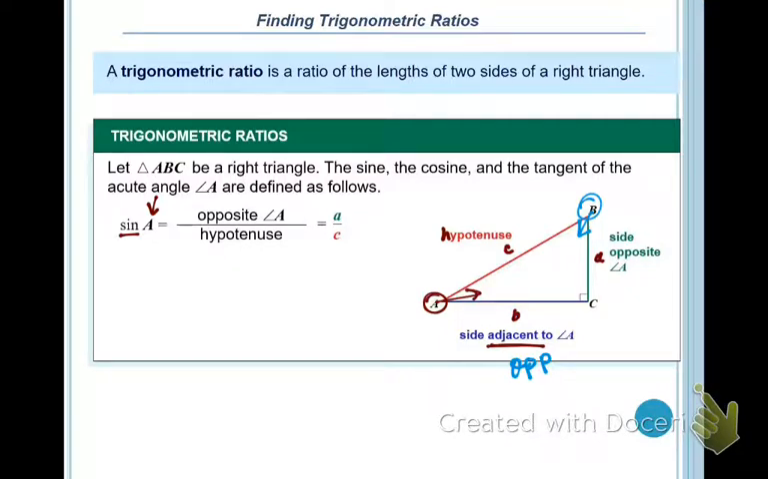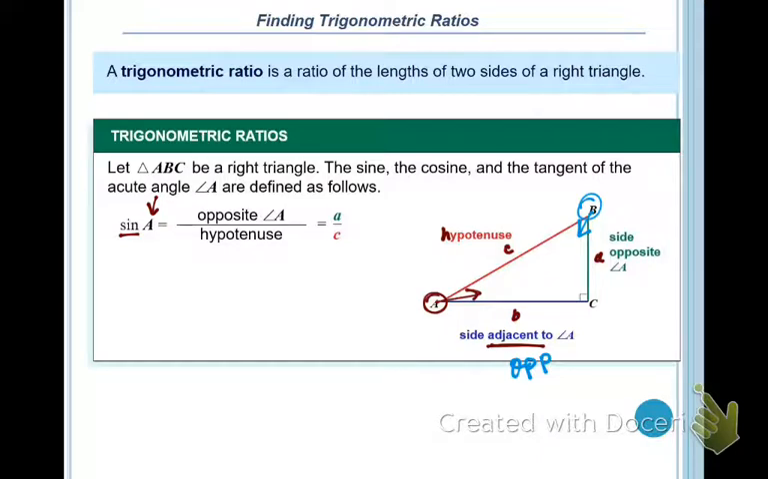Your hypotenuse will never be your opposite and will never be your adjacent. Your hypotenuse is your hypotenuse. The hypotenuse is always across from the right angle. It's always the longest side. It will never be opposite or adjacent. If you do not remember that, I suggest that you write that down. Never opposite and never adjacent.